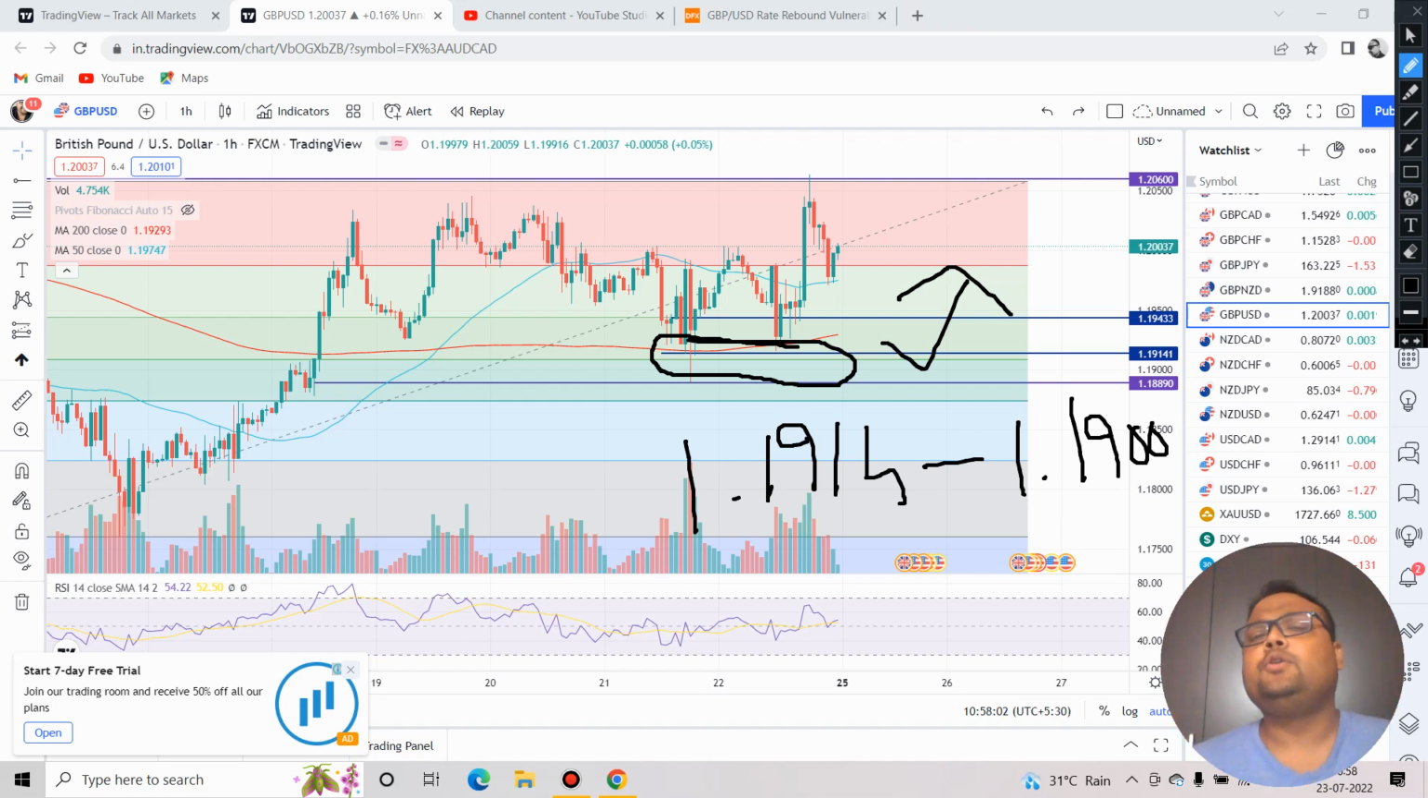So whatever you do, please follow proper risk management, because this is my analysis, my opinion. I can be wrong as well. So please protect your hard-earned money. Do not gamble with your hard-earned money, and trade with proper lot size and all.